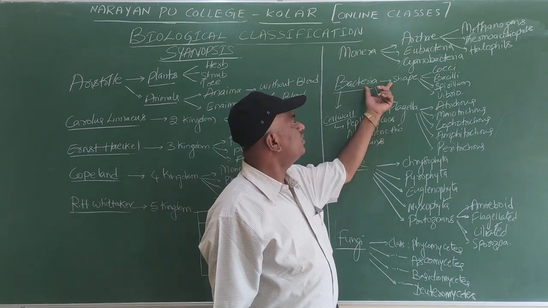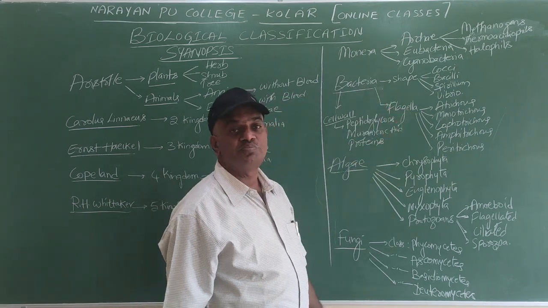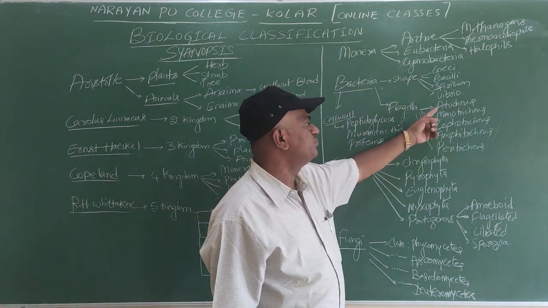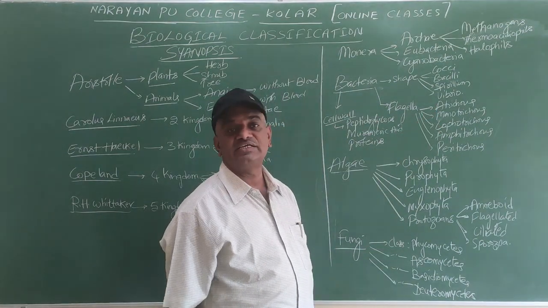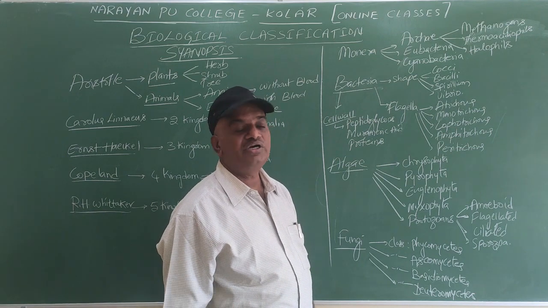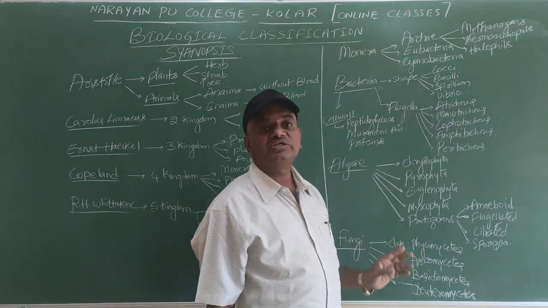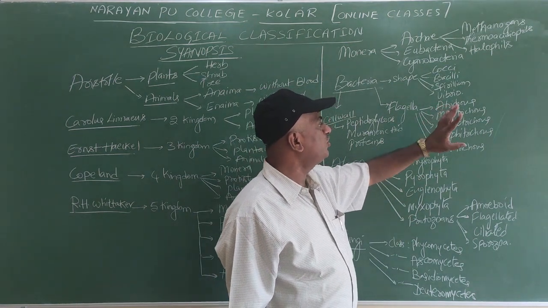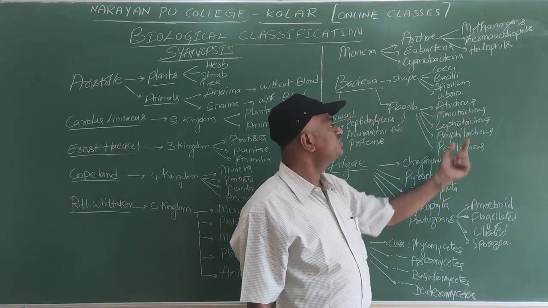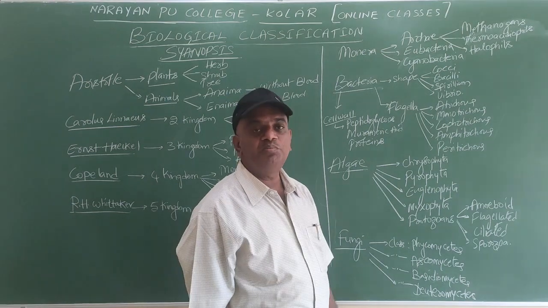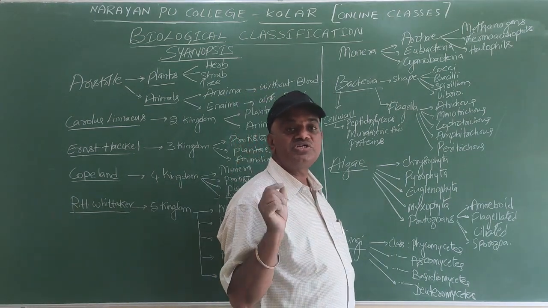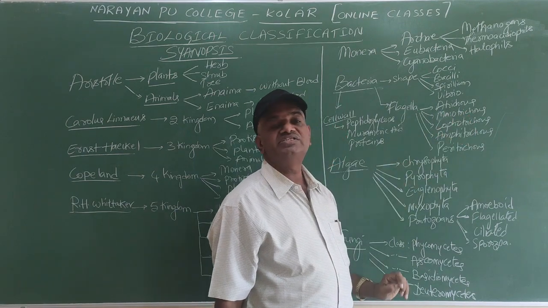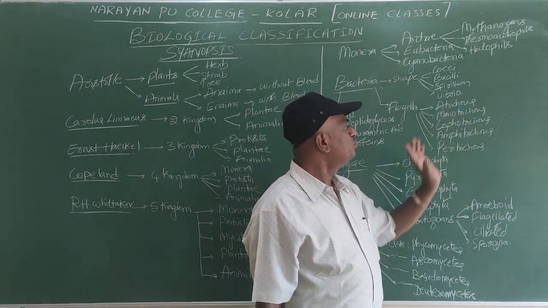Next, based on the locomotory structures, the flagella, bacteria are again of different types. First one is atrichous. Here the bacteria do not have flagella. The flagella is totally absent, for example cocci. The next one is monotrichous. There is a presence of a single flagellum at one polar end. It is called monotrichous.